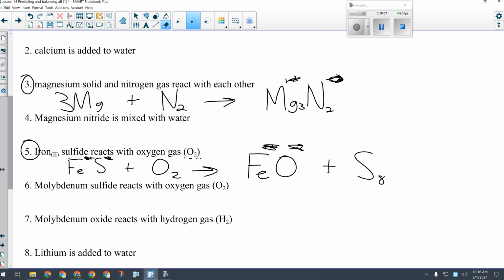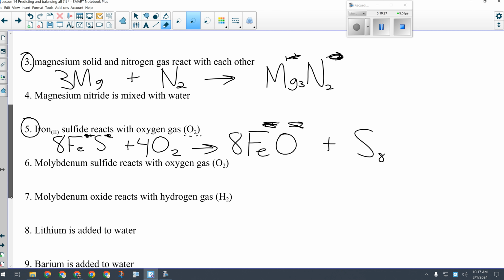Okay, now looking at that, I got some balancing to do because I got a big old 8 on one side. Okay, so I got to put an 8 here to balance the sulfurs. Going to need an 8 here to balance the irons, and a 4 here to balance the oxygens. Okay, so a bit of work to do on a question like that.